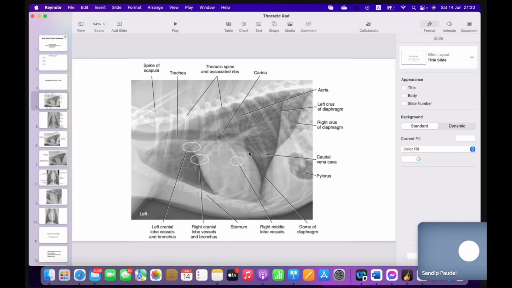And down here, this is the heart, okay? This is the cardiac structure. And right here, we can see this is the caudal vena cava. It may not be visible clearly in all the radiographs, but at least if we know the location, that is good for us. And this is the sternum part.